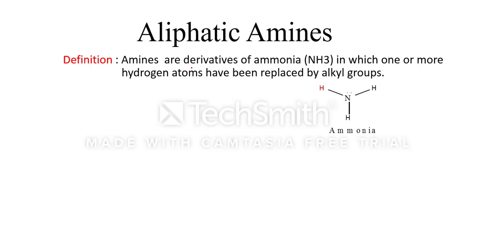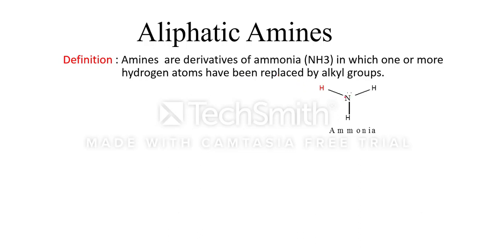It means amines are derivatives of ammonia. Ammonia has the structural formula NH3, in which nitrogen contains a lone pair of electrons, and when any of the hydrogens are replaced by alkyl groups, they are called amines. If any one of the hydrogens is replaced by an alkyl group, it is called an aliphatic amine. If hydrogen is replaced by an aromatic ring, it is called an aromatic amine.